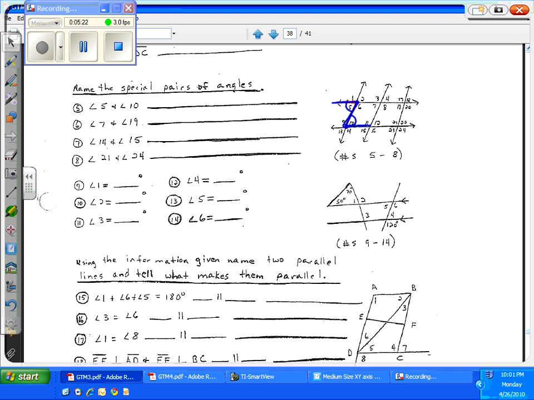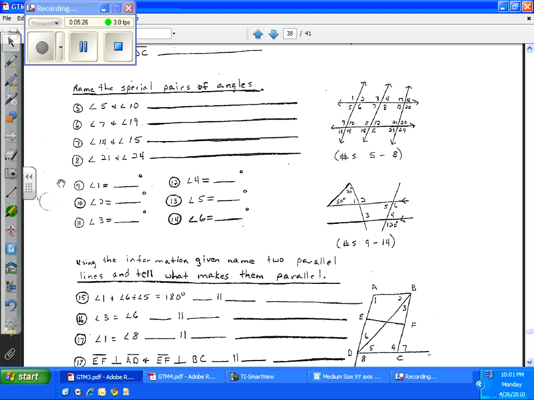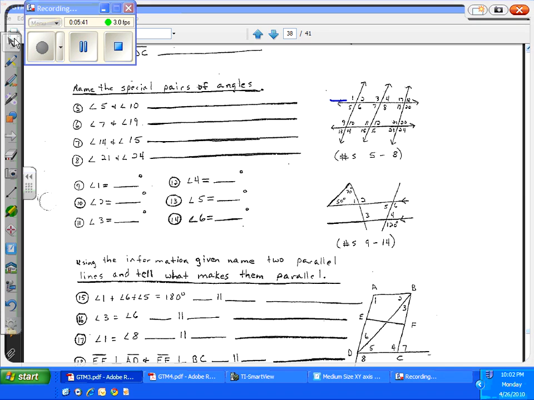Now those are equal if the lines are parallel. We don't necessarily know that the lines are parallel, so we simply identify angle 5 and angle 10, those two angles that made the letter Z. They are two non-adjacent interior angles on opposite sides of the transversal. We call them alternate interior angles.